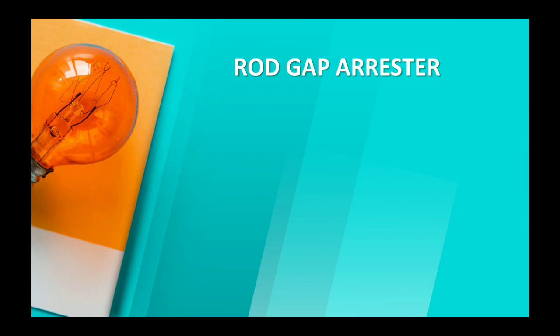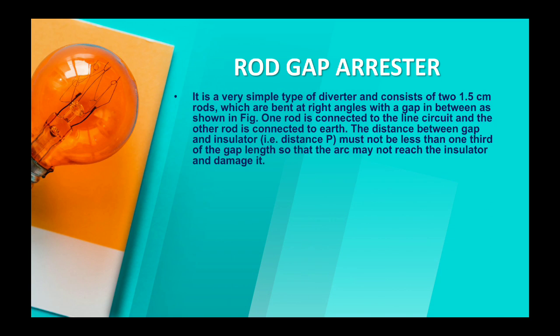So now, the first one is the rod gap arrestor. It is a very simple type of arrestor or diverter and consists of two 1.5 centimeter rods which are bent at right angles with a gap between, as shown in the figure. In the next slide, one rod is connected to the line circuit and the other rod is connected to the earth. That means one rod is connected to the live line, another is connected to the earthing.